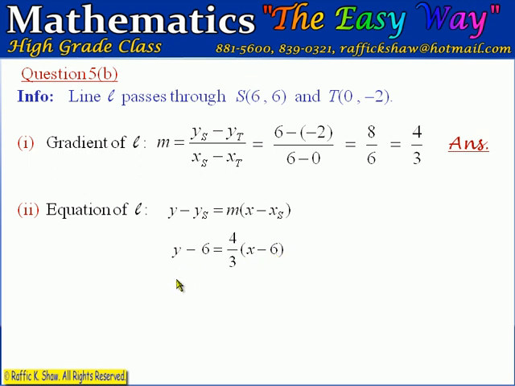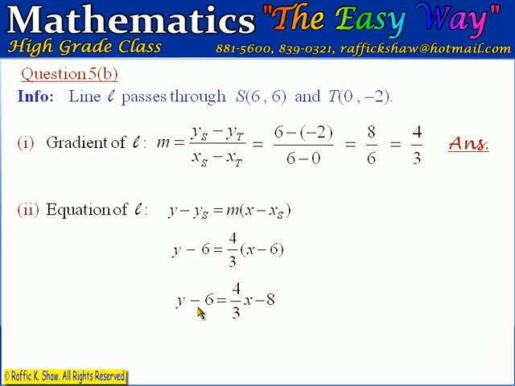And that's it. All we need to do now is simplify this, and that would be our equation of the line L. So it's y minus 6 equals 4 divided by 3 multiplied by x. Then this 4 divided by 3 multiplied by negative 6 is negative 8, because it is 4 times negative 6, that's negative 24, divided by 3. 24 divided by 3 is 8. And so this reduces to y minus 6 equals 4 divided by 3x minus 8.